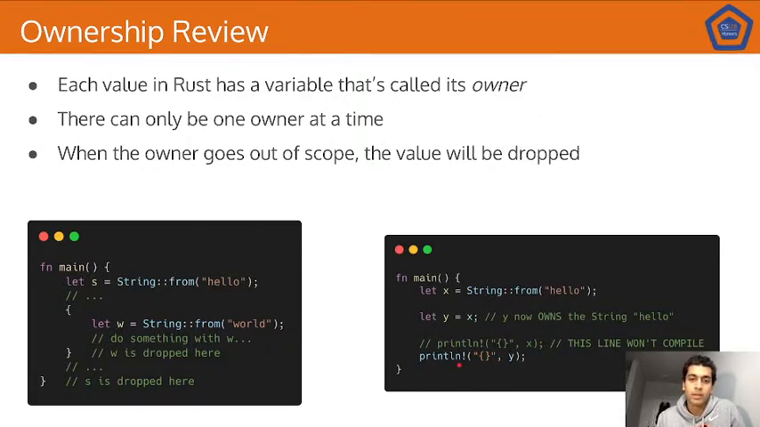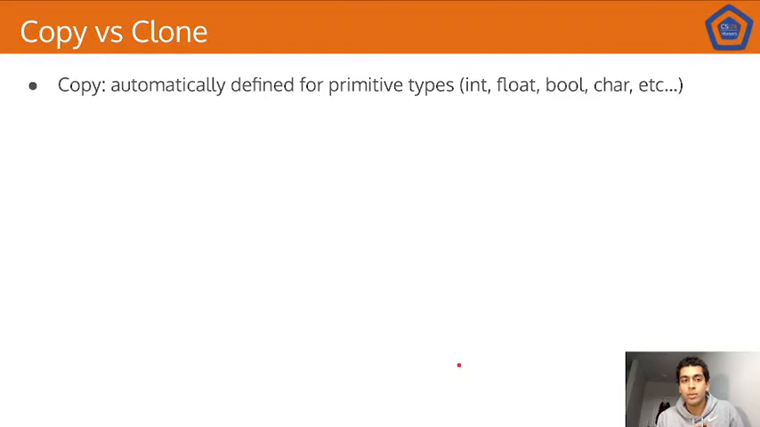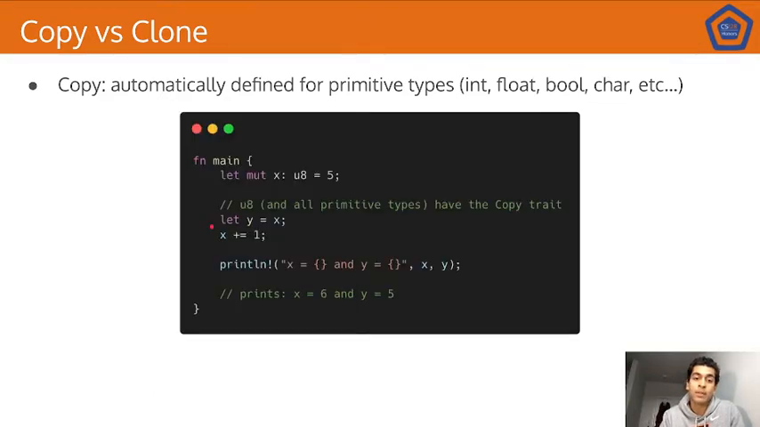Okay, so this sort of brings us into the copy and clone traits. What does this mean? Copy is this sort of feature that is automatically defined for primitive types. It allows you to make these let y = x statements without having to worry about moving ownership. So we have this variable here, x. x comes into scope. x owns this piece of data 5. And then we have another let statement here. let y = x.